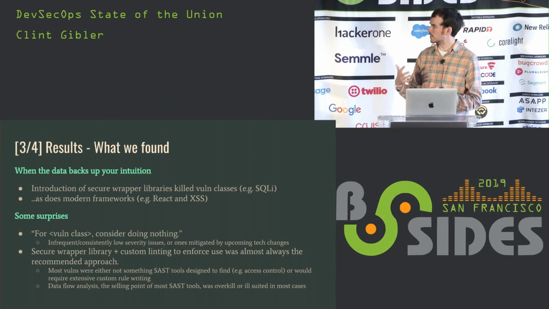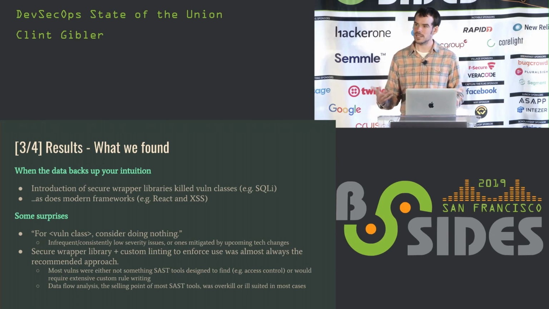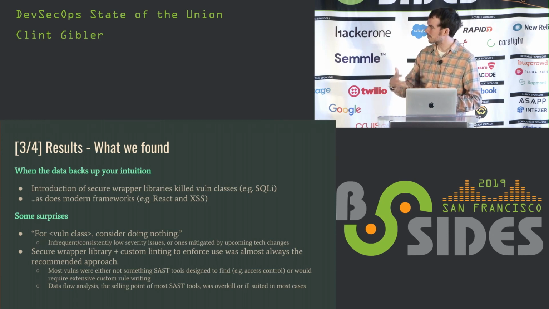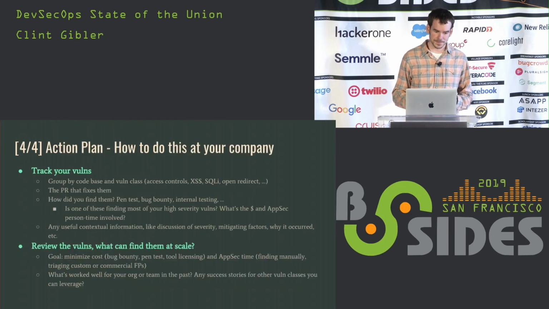Because most of the vulnerabilities were not something SAST tools are generally designed to find, like access control bugs, or they required extensive custom rule writing, which for this tool was not easy and very time intensive. So I found this interesting because data flow analysis, which is sort of the selling point of most SAST tools, at least in this case, would not have helped too much.